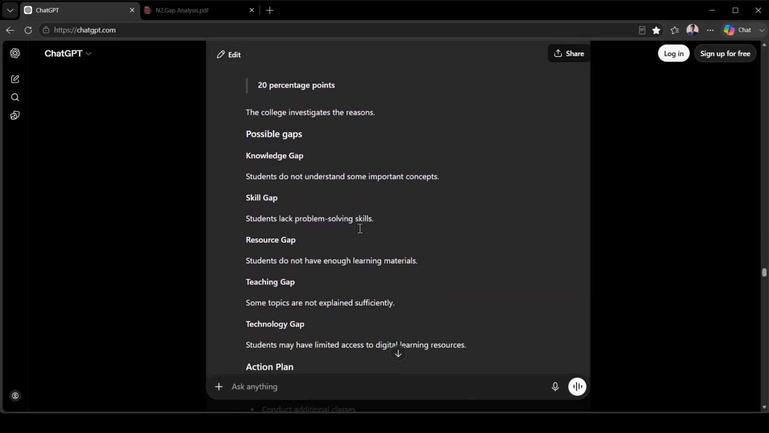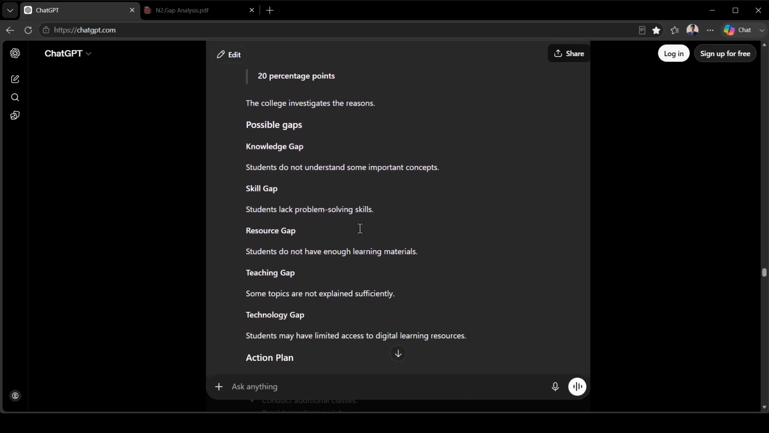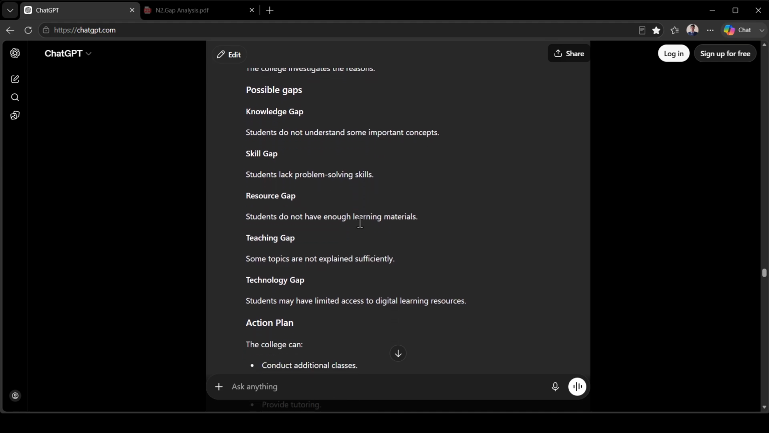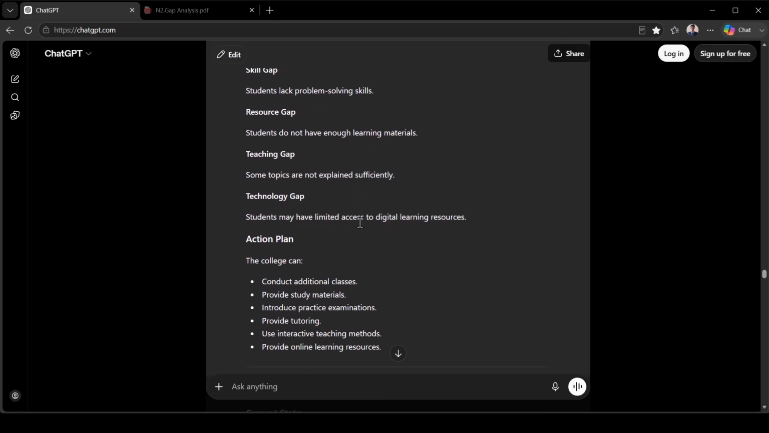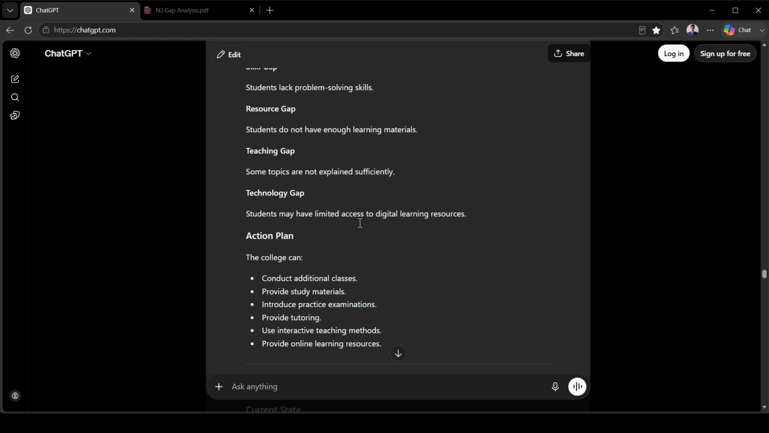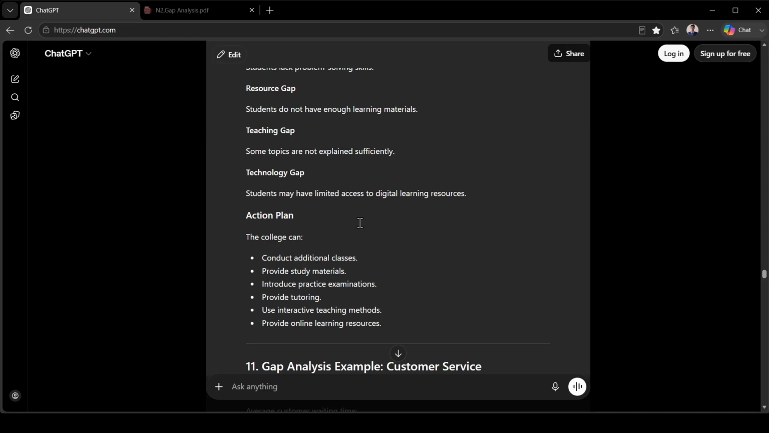Possible gaps: Knowledge gap: students do not understand some important concepts. Skill gap: students lack problem-solving skills. Resource gap: students do not have enough learning materials. Teaching gap: some topics are not explained sufficiently. Technology gap: students may have limited access to digital learning resources. Action plan: the college can conduct additional classes, provide study materials, introduce practice examinations, provide tutoring, use interactive teaching methods, and provide online learning resources.